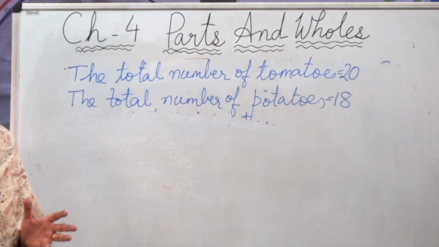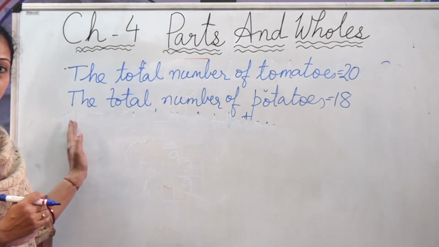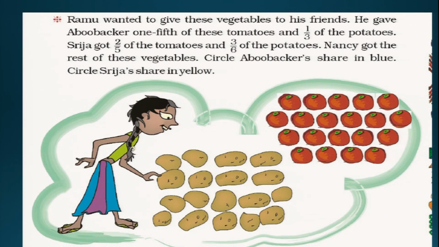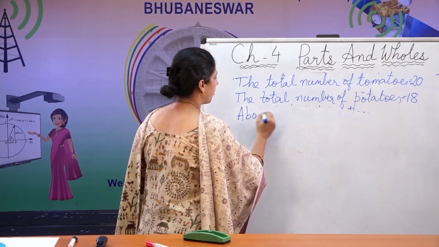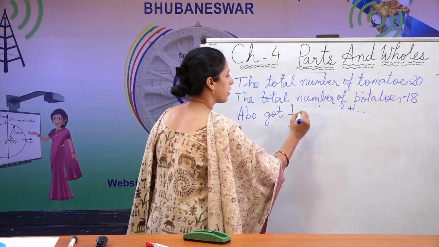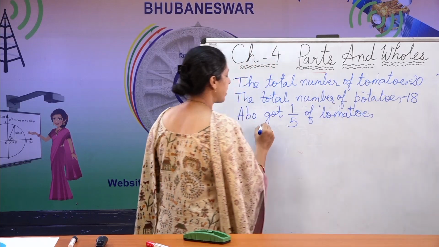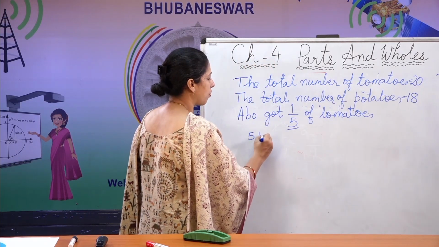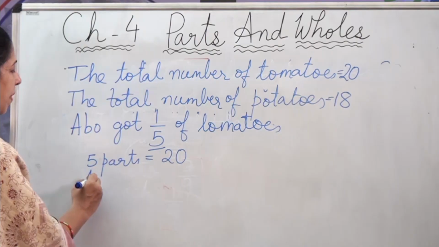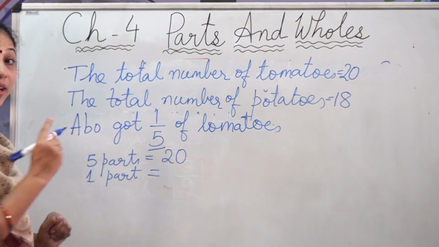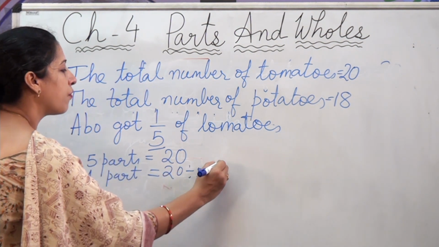So now Abu got 1/5 of these tomatoes. To find out 1/5 of these tomatoes, first we have to find out the part which he has got. So Abu got 1 part out of 5 parts. That means Abu got 1/5 of the tomatoes. So let's find out what the 5 parts are. So 5 parts, that is a whole. So 5 parts is equal to 20 tomatoes. So 1 part will be, as you know, what are we going to do? 20 divided by 5 is equal to 4 tomatoes.